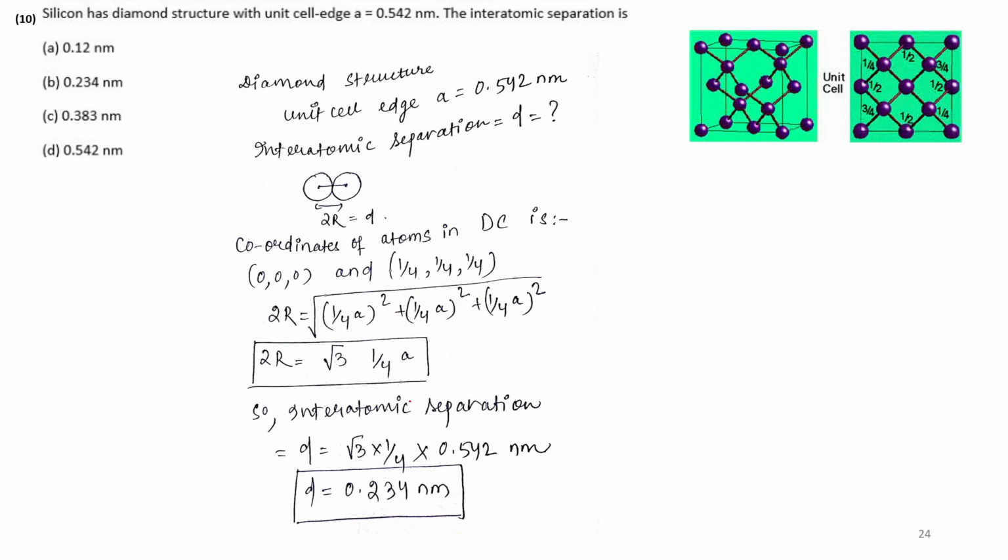So the interatomic distance d is equal to root 3 into 1 by 4 into the a value. It will be 0.542. Substitute that and multiply everything together. You will get 0.234 nanometers. So that will be the answer for this. Here you have to know the relation between the interatomic distance and the radius of the two atoms.